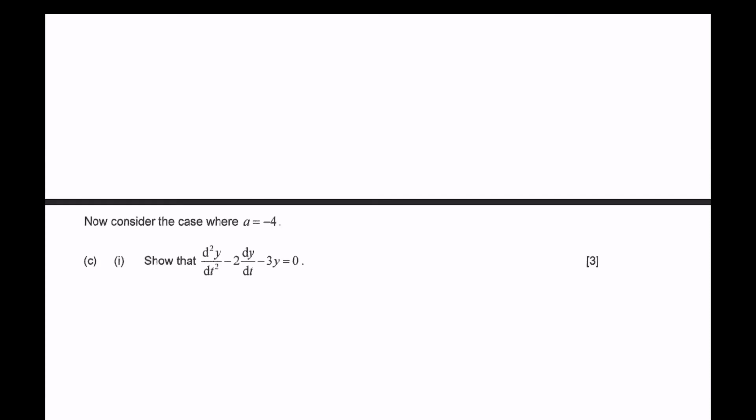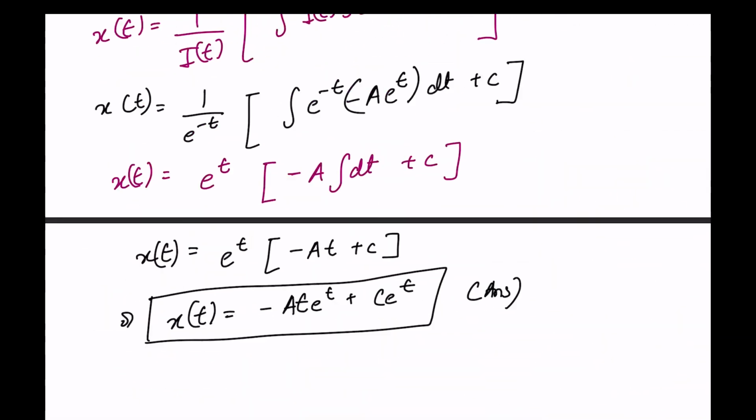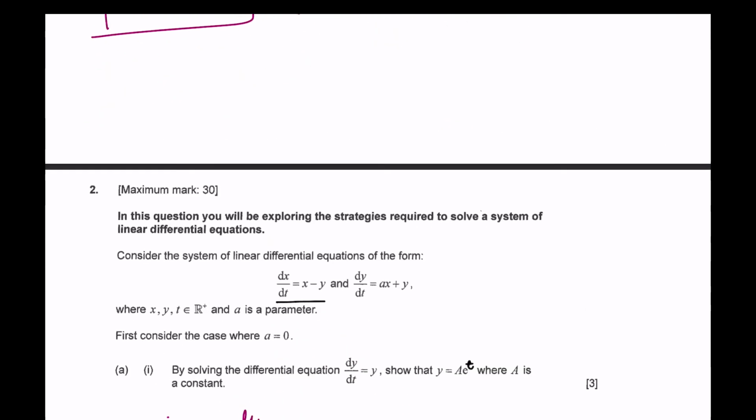Now we will be dealing with an advanced case where a is equal to minus 4, and here we have to show that d2y by dt square minus twice dy by dt minus 3y is equal to 0. So it's simple. Again, we have to start with the dy by dt equation. Because we see the term d2y by dt square on the left hand side, of course we have to start here.